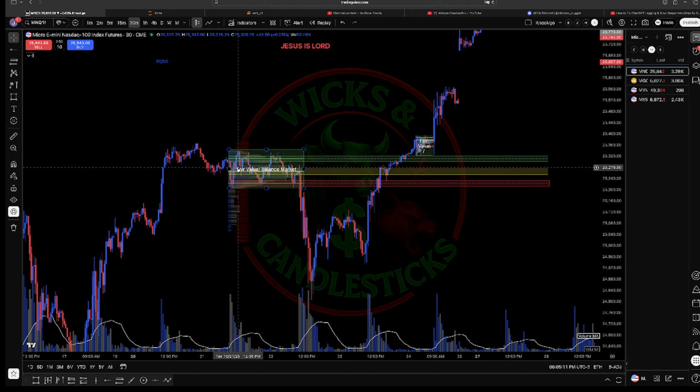Auction market theory is very simple. Price moves to find an agreement. Price stops when agreement is found. Balance is an agreement. Imbalance is disagreement. And the market always checks before it commits.